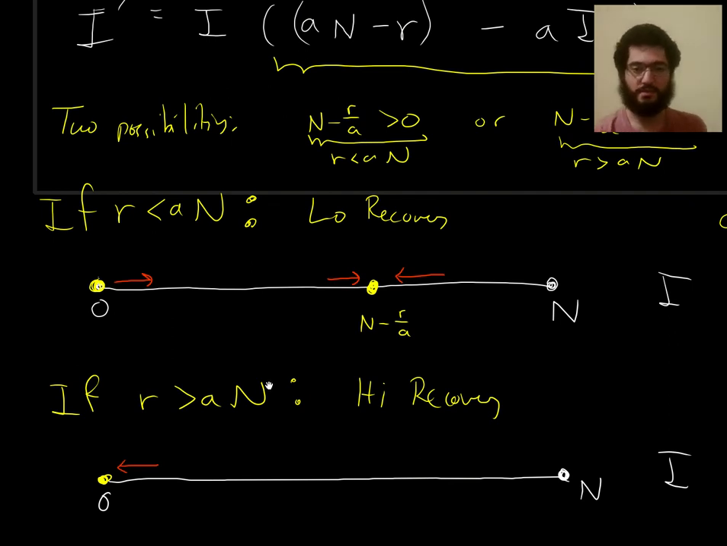And let's draw some conclusions from this, because it's really fun to draw conclusions. Let's think about the cases individually, one at a time. Say you're in the low recovery case, so the rate of recovery is lower than this threshold. In the low recovery case, there are two possible equilibria. You could have no infected people, then it will stay like that forever. Or you could have exactly n minus r over a infected people, and then it will stay like that forever.